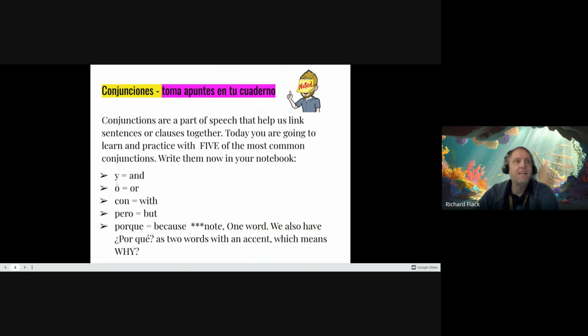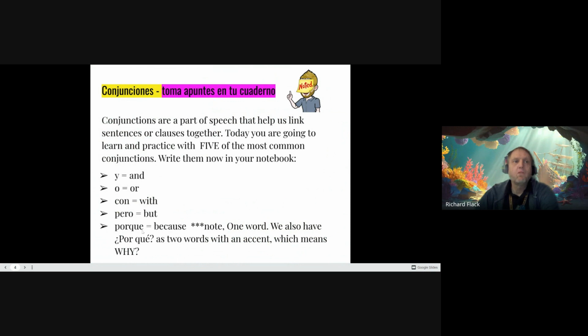So we've got y, which means and, o, which means or, con, which means with, pero, which means but, and porque, which means because.